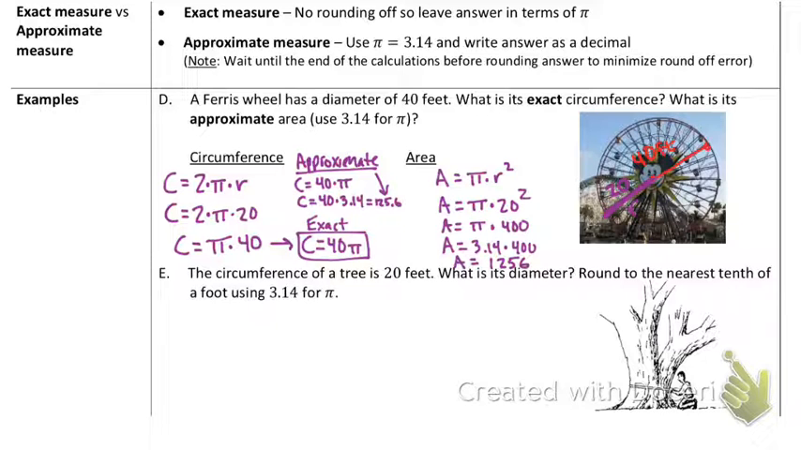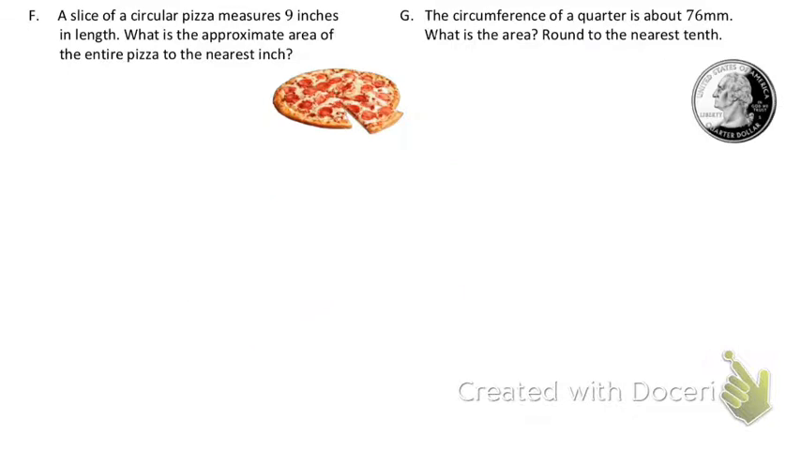All right, let's do example E. It says the circumference of a tree is 20 feet. What's its diameter? Round to the nearest tenth of a foot using 3.14 for pi. You know what? On second thought, we're going to save this for class. Let's jump into the next example.